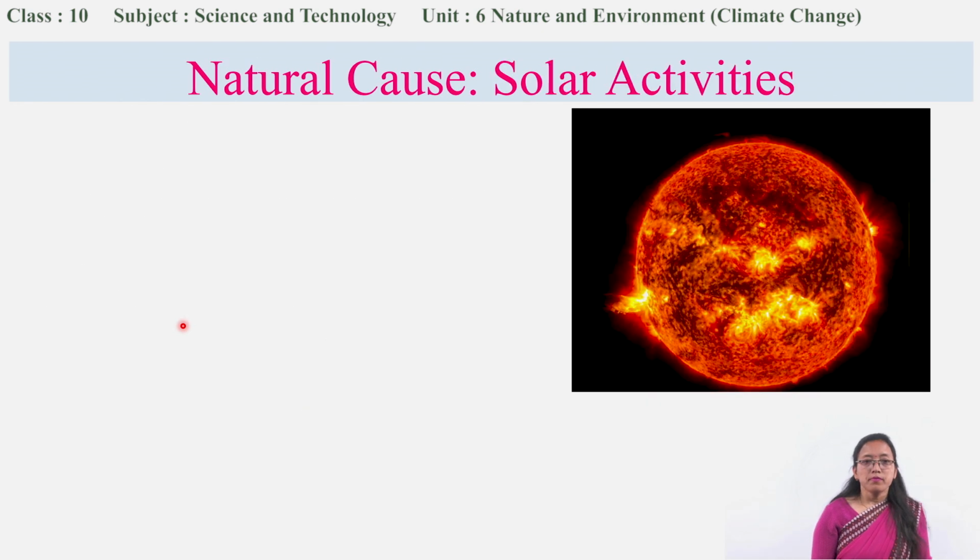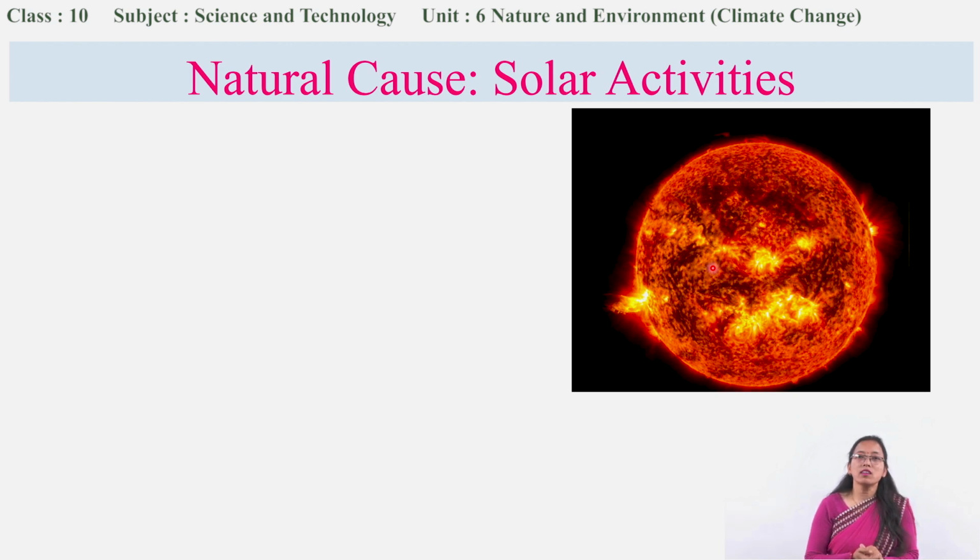First, solar activities. How do solar activities cause climate change? Let's discuss. This is the sun. How is the energy produced in the sun? We discussed this in the class 9 chapter also.